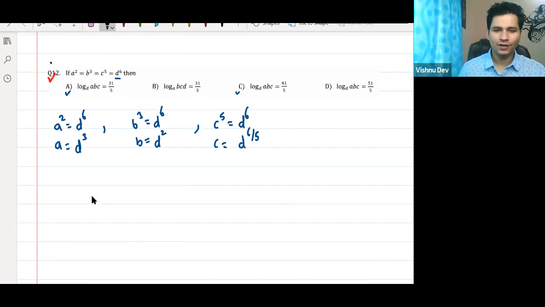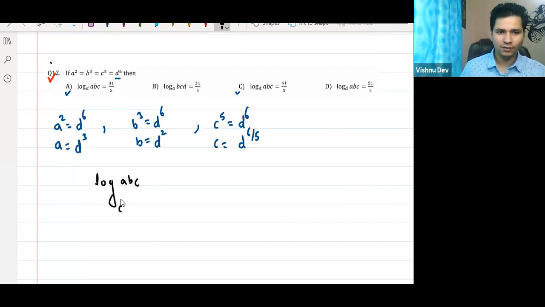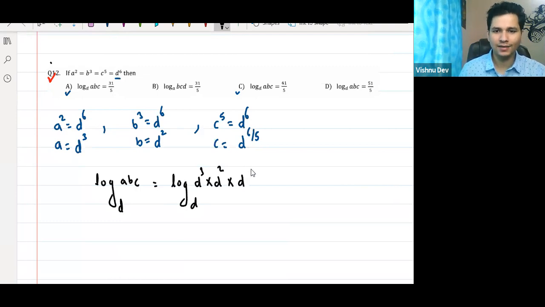So now can I write, sir, what we have to find? We have to find log A B C base D. Okay, sir. Write it down. ठीक है, लिख दूंगा मैं. Log base D. A क्या है? Sir, A is D cube. Into B क्या है? Sir, B is D squared. Into C क्या है? Sir, it is D to the power 6/5.